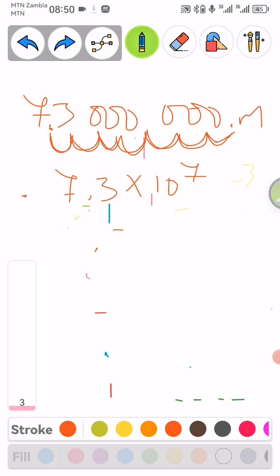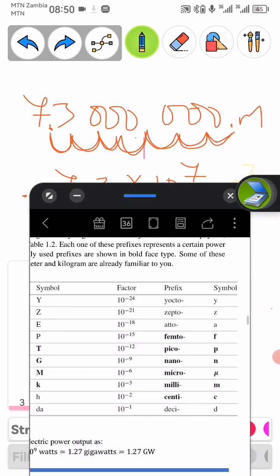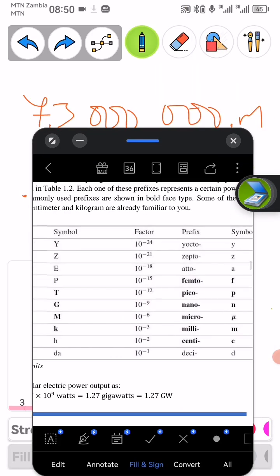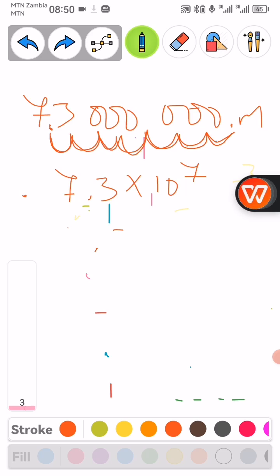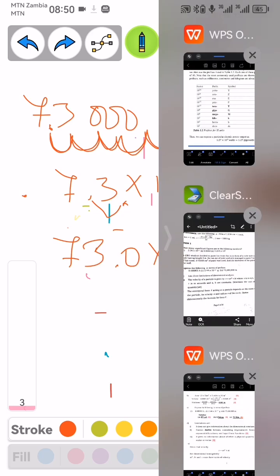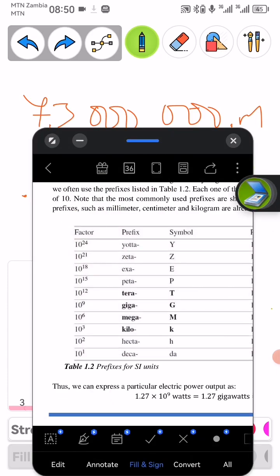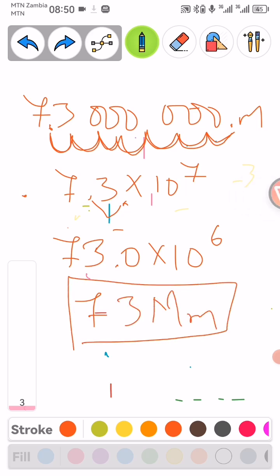But if I look at 7 and compare with my prefix table, which one is close to 7? 6 is the only one that's close to 7, meaning I can't leave it at 7 like that. I'm supposed to leave it at 6. So how do I leave it at 6? I come back a little bit there, so it's going to be 73.0 times 10 to the power 6. And then looking at 6, what does 6 represent? Mega, with a capital letter M. So that's going to be 73 mega meters. And that is my final answer.